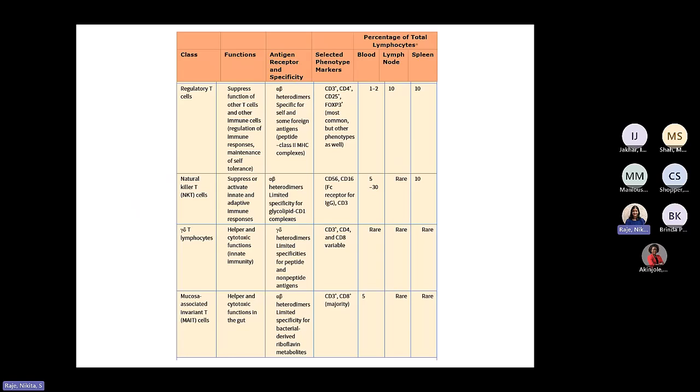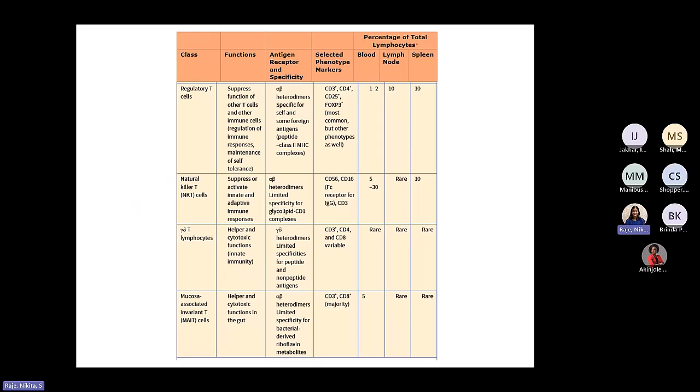Tregs are another subtype of T cells. These are also alpha beta. They are CD4 positive, CD3 positive. They are also CD25 positive and FOXP3 positive. So important markers to remember: CD25, FOXP3 define the Tregs. NK T cells have the surface markers for NK cells and T cells.